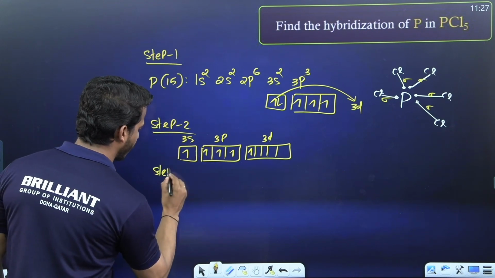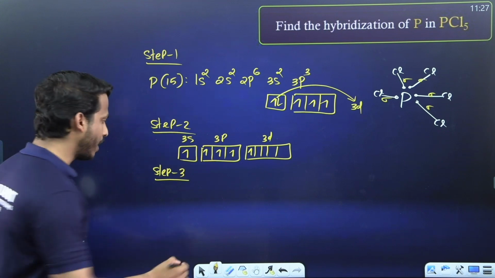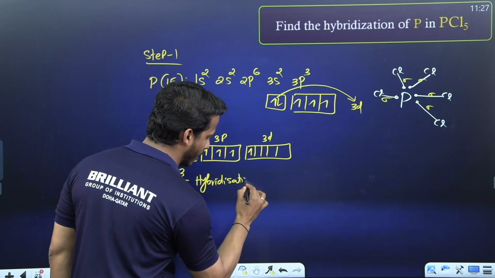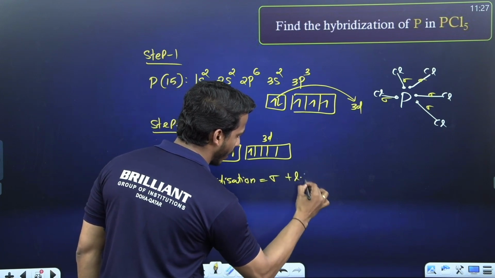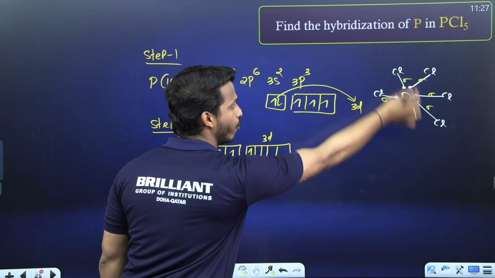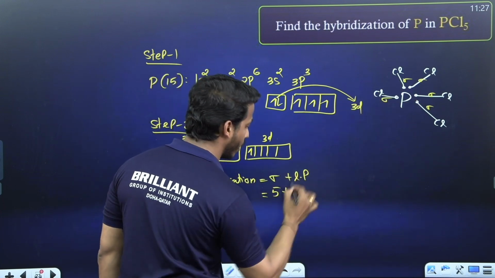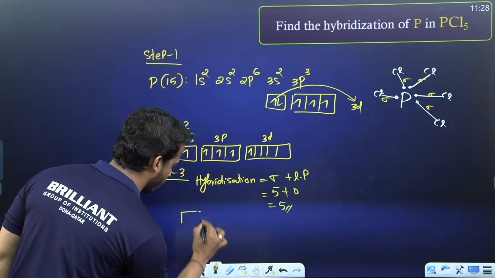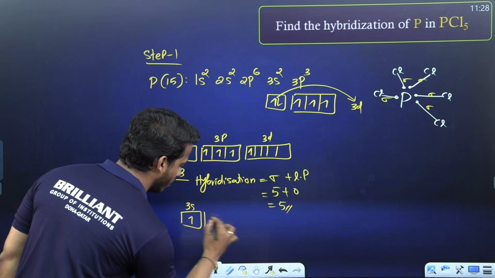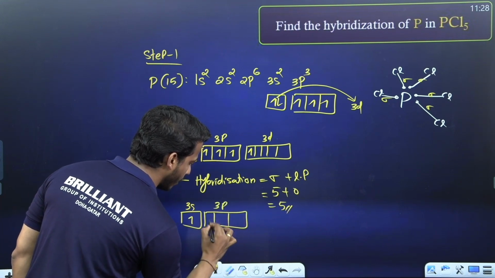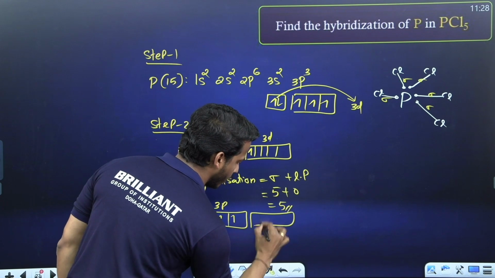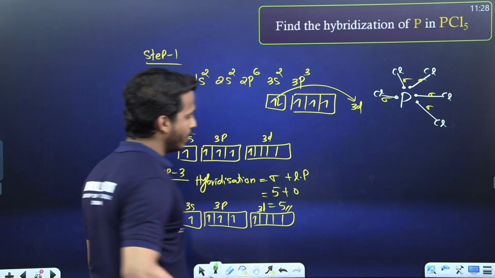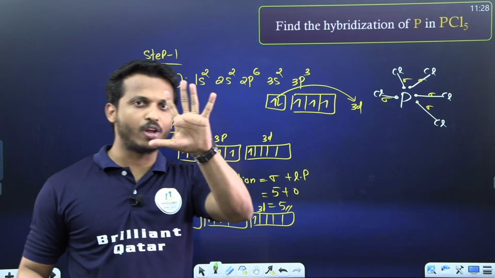Let's go for step number 3. What is step 3? Hybridization. Hybridization is calculated by the sum of sigma bonds and lone pairs. How many sigma bonds on phosphorus? 5. Is there any lone pair? No. So the total is 5. Let me draw this diagram once again. 3s is there, 3p is there and 3d is there. All right. The total sum is 5. 5 means which orbitals do you have to mix?